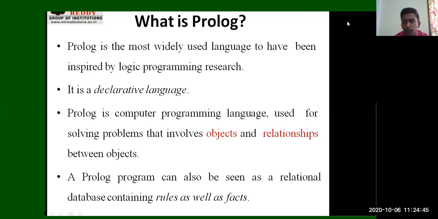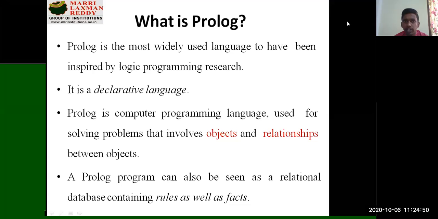Prolog is one important language whenever you are going to learn about artificial intelligence. As already informed, Lisp is also one of the important programming languages which everybody should have an idea about, and Prolog is also one such language which is very important to learn for AI. Prolog is the most widely used language inspired by logic programming research. Whenever you are learning logic programming, the concept will be clear, but you need to understand it with respect to a programming language.